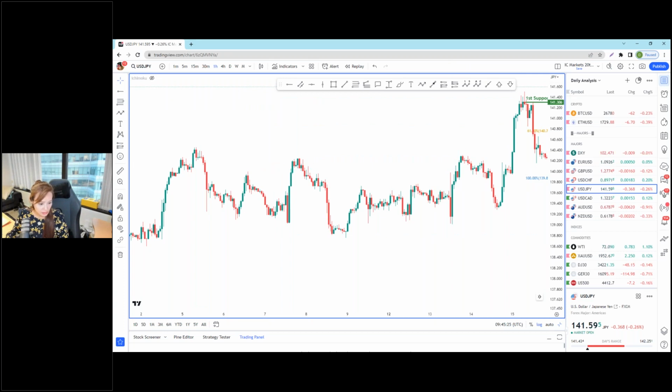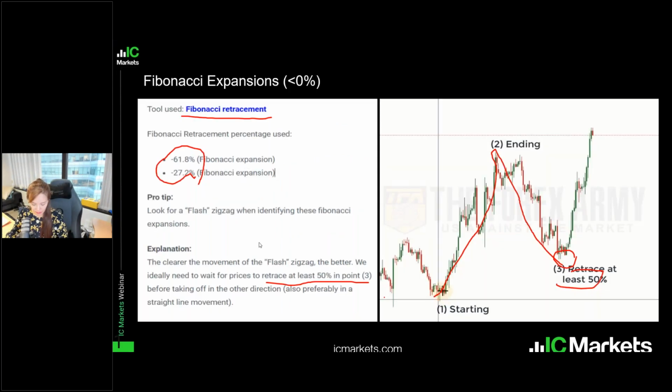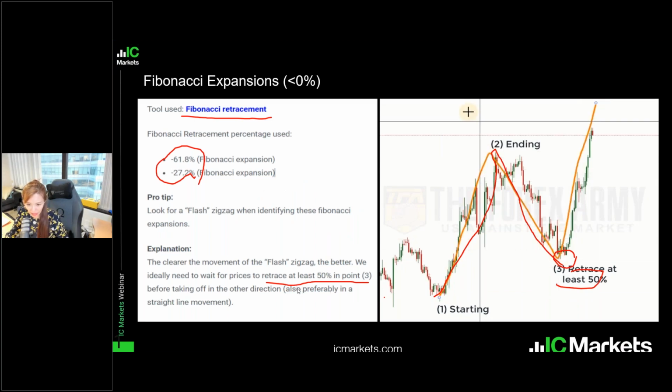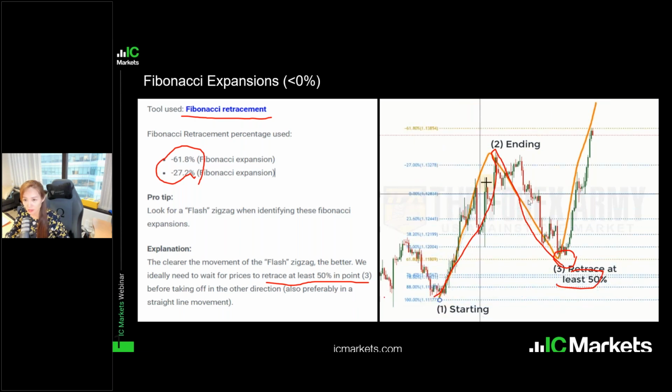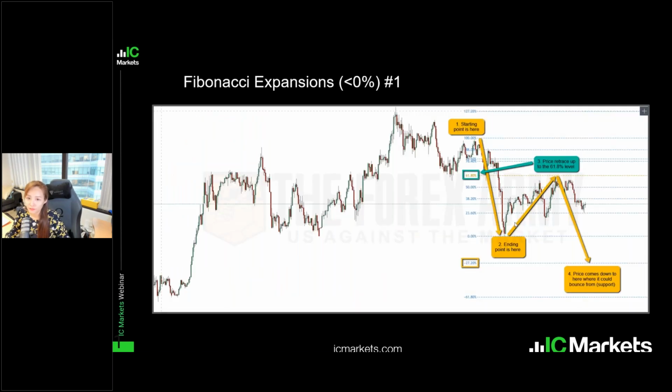Okay, let's start our webinar again. And the keywords, don't forget: at least 50% retrace, and then you can use expansion. All right. Okay, this is example 1.